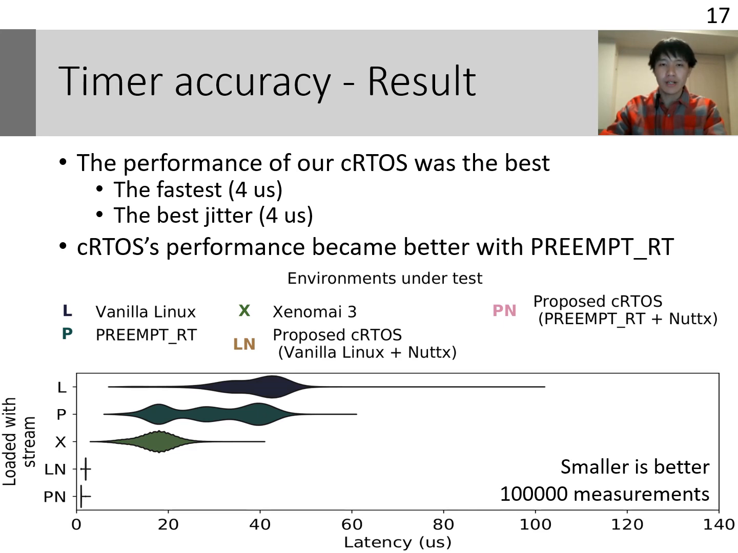Our proposed RTOS is the fastest and has the best jitter compared to the existing solutions. Its jitter is about 4 microseconds compared to 40 microseconds of Xenomai and 60 microseconds of Boolean RT. We observe that the compound real-time operating system performance becomes better when using Boolean RT as a general-purpose operating system.